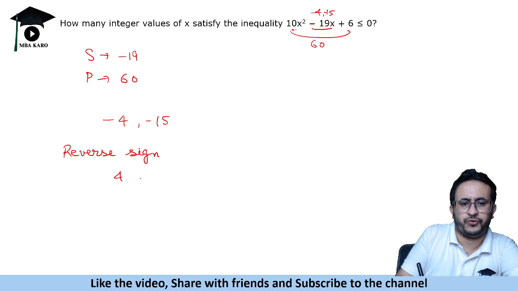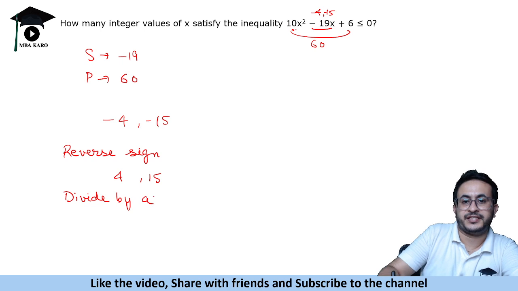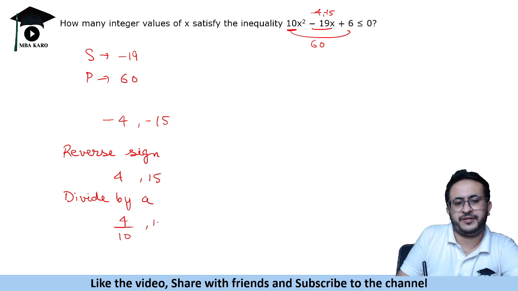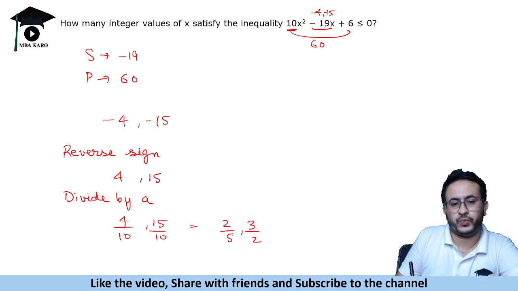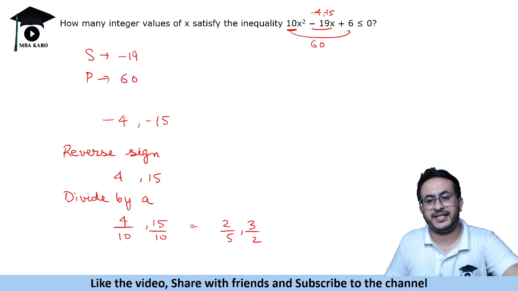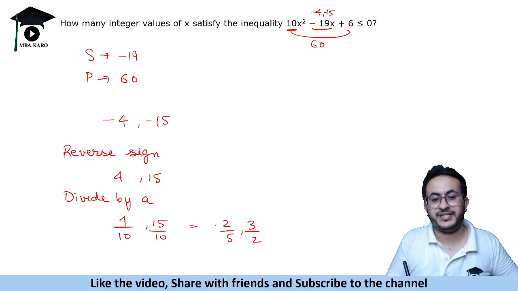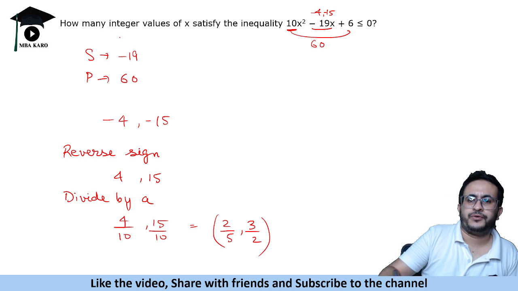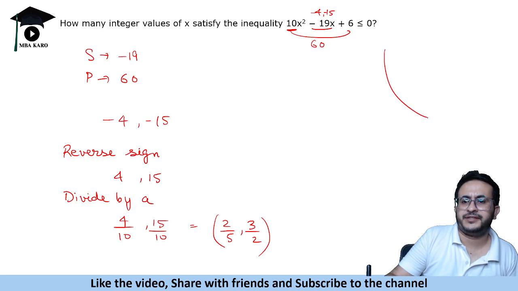So that is 4 and 15, and then divide by A. A means this. So 4 by 10 and 15 by 10. Okay, so 4 by 10 is 2 by 5 and this is 3 by 2. Right. Now it says, what are the roots of this equation? 2 by 5 and 3 by 2. Right. Now the roots are 2 by 5 and 3 by 2.